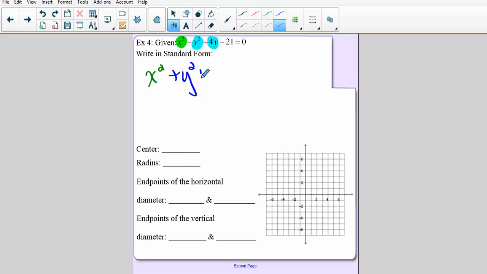So you're going to do your y squared plus 4y, and then you know the rest. So you know your center is 0 comma something. Now figure out the rest of it.